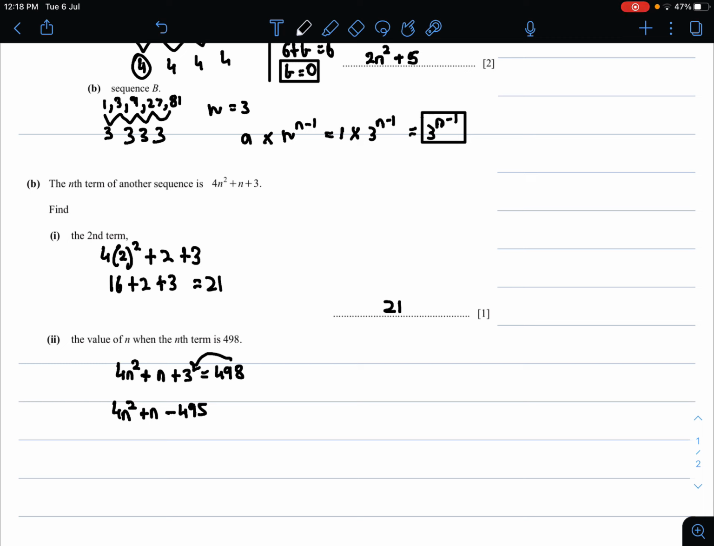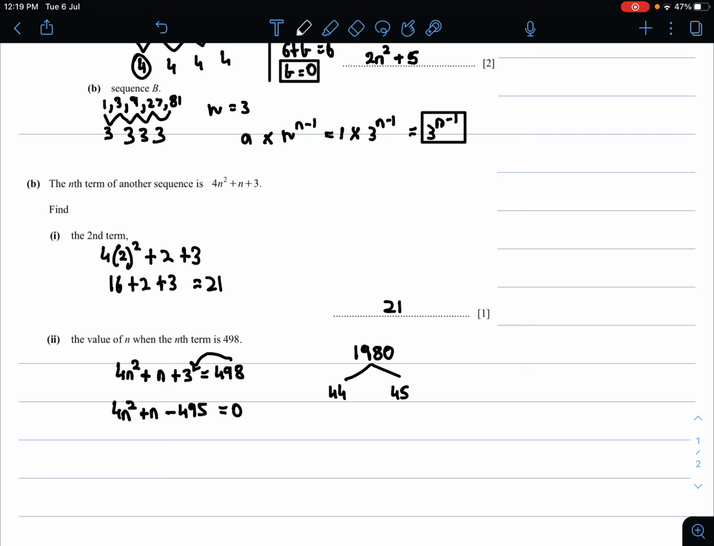Now your first step to solving a question like this should be multiplying the last term, that is negative 495, by 4, which will give you 1980, and then you should be finding factors of 1980 that will have a difference of 1, because this middle term is only n and the coefficient of n is 1. Therefore you need to find factors with the difference 1, and therefore that will be 44 and 45. So if you multiply 44 into 45, you will get 1980.